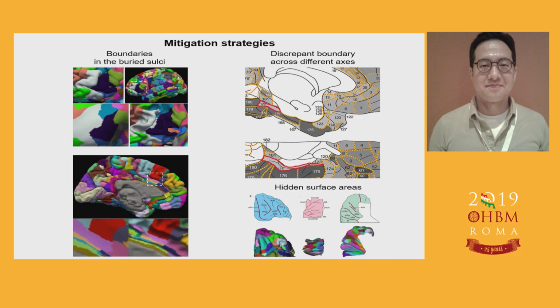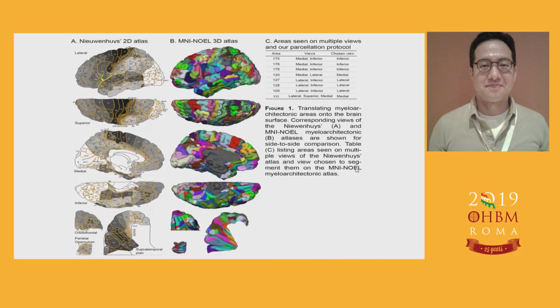We also had another issue down here, hidden surface areas. This is also related to the first issue, buried surface. It's because the brain has this perisylvian fissure, so unless you open this perisylvian fissure, you cannot really see this hidden anatomical area. So we had to isolate this surface, literally taking out all the brain structures, then manually segment there, and then again merge back to the whole brain surface.